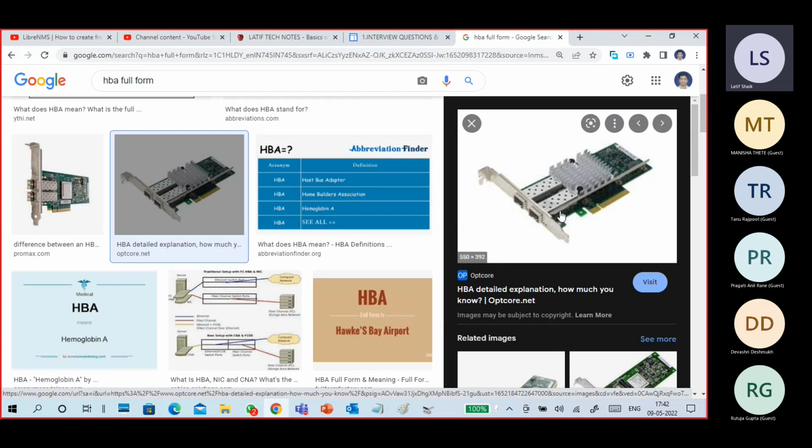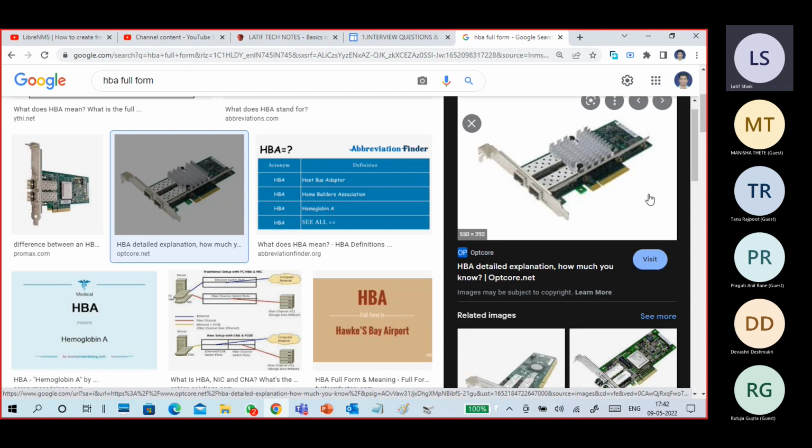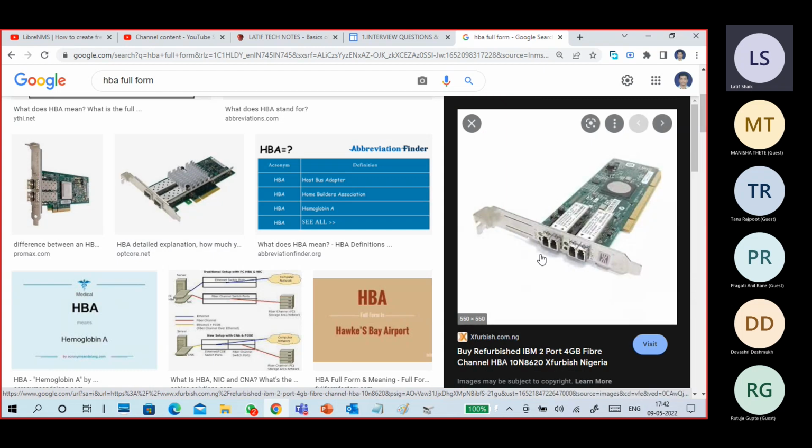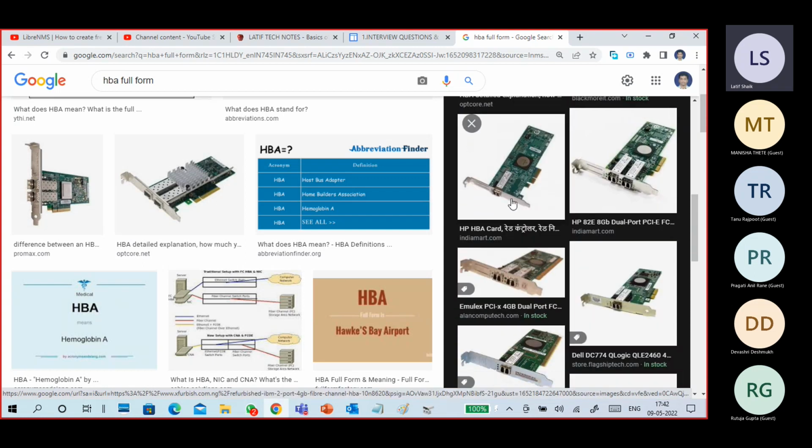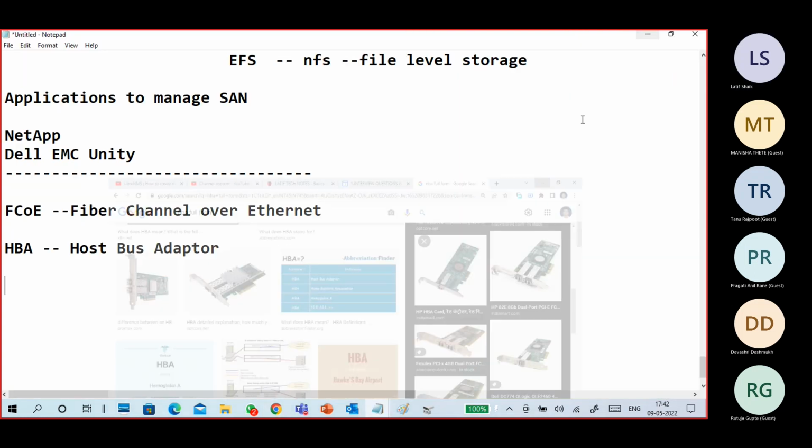For storage base, like Dell EMC kind of stuff, built-in fiber connections are there. But here it is not like that. See, you have a server. I want to connect it to fiber channel. So what do I have to do? I have to insert this card into my server to connect.